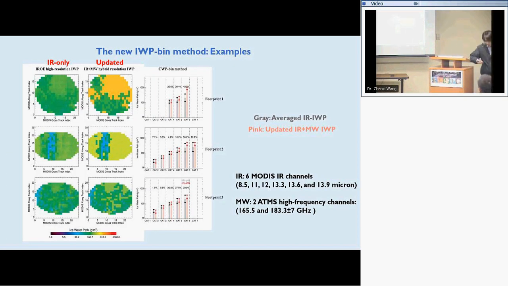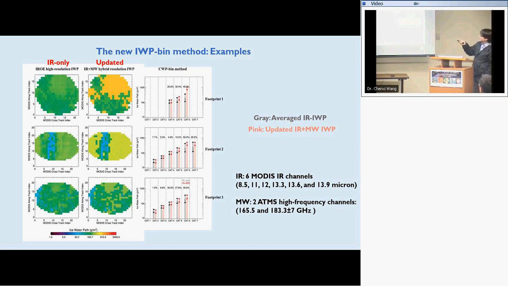And with optimal estimation to retrieve cloud properties for each IWP-bin. So that's an example. Here I use ATMS footprint, for example. Here on the left side, this is step 1. We use infrared retrieval for each pixel. You have this infrared-only ice water path. So after the update, we get this. So eventually we have a hybrid spatial resolution ice water path retrieval.